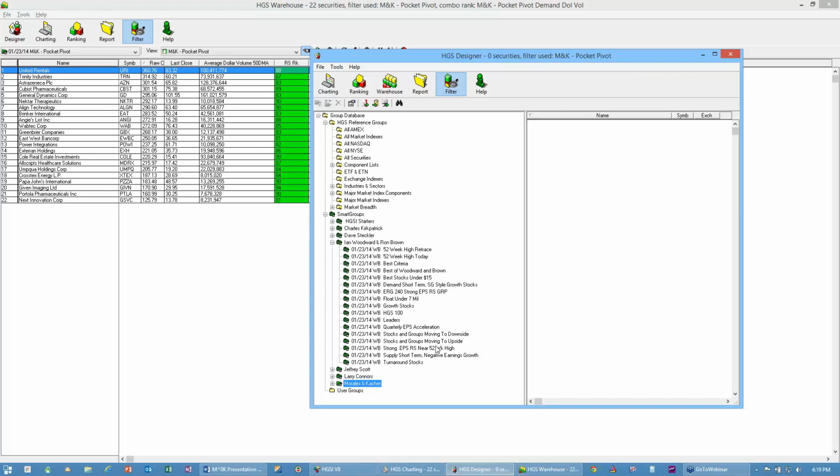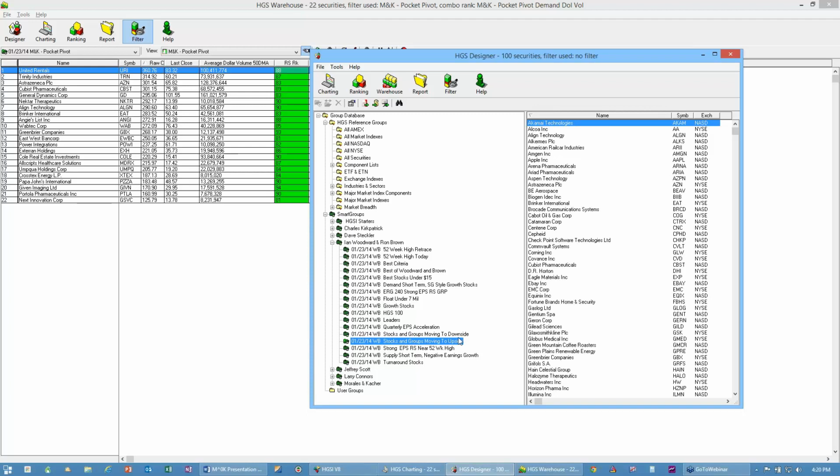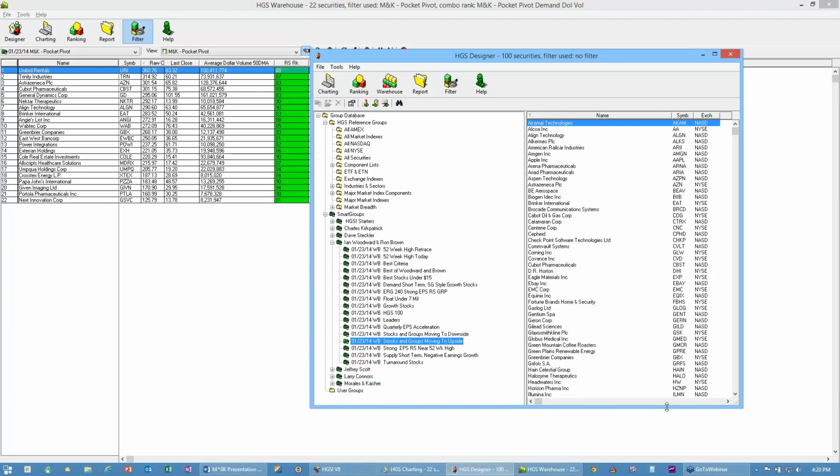But if you, for example, want to work only with growth stocks, here is a growth stock view with 25 securities based upon quarterly earnings growth. So you could apply any of Gill's views to that smart group. But the place that I think where it would be most effective, there are 100 stocks in each of these two groups. Stocks and groups moving to the downside and to the upside.